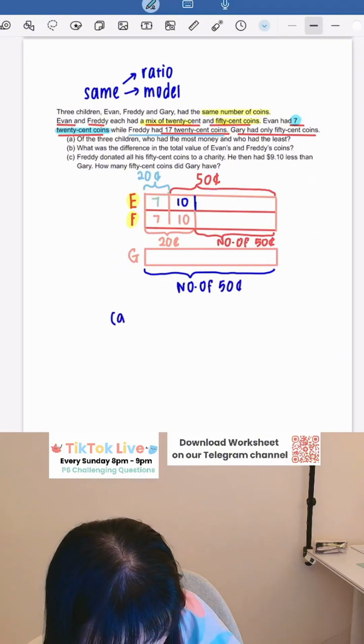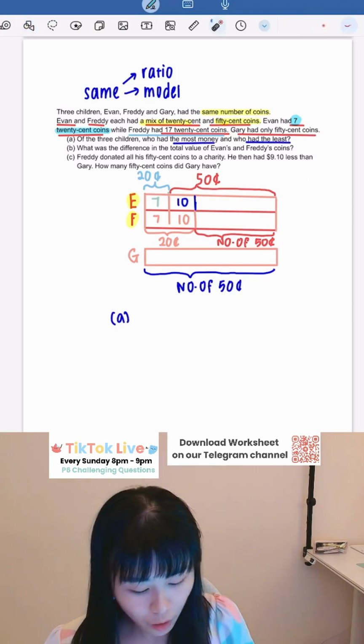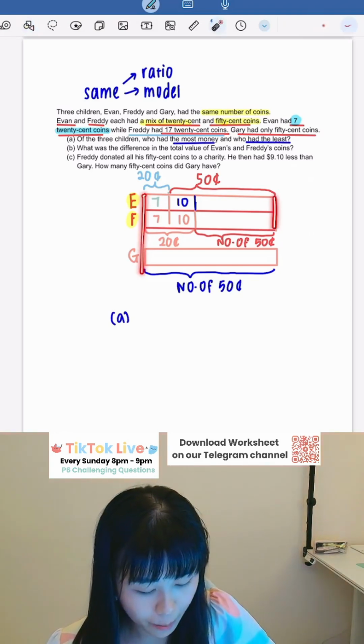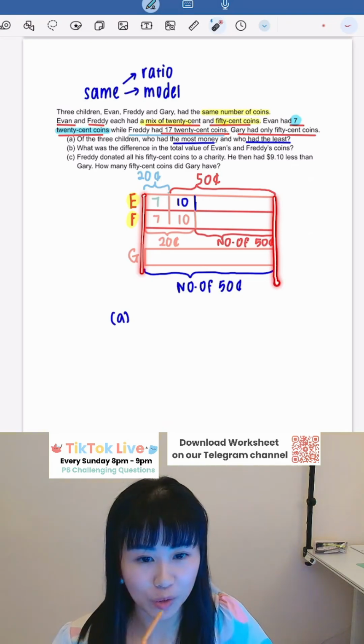So of the 3 children, who had the most money and who had the least? Given that they have the same number of coins, who will have the most? Everyone, who will have the most?